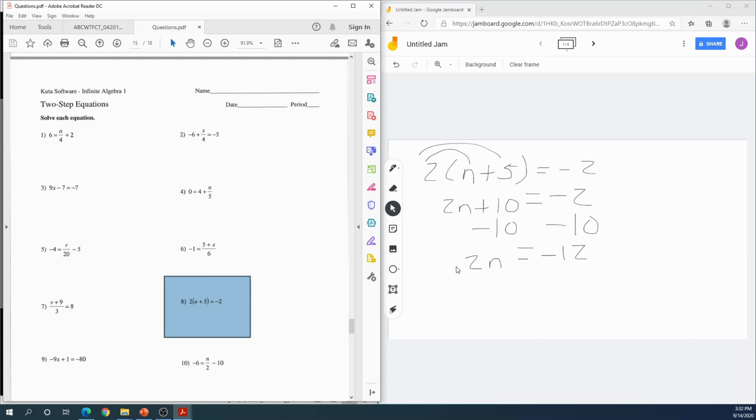Now let's divide by 2 on both sides of the equation. Bear with me here. Having some problems with my iPad over here. So we divide by 2 on both sides of the equation. 2n divided by 2, we just get n. And then minus 12 divided by 2, we get a minus 6.